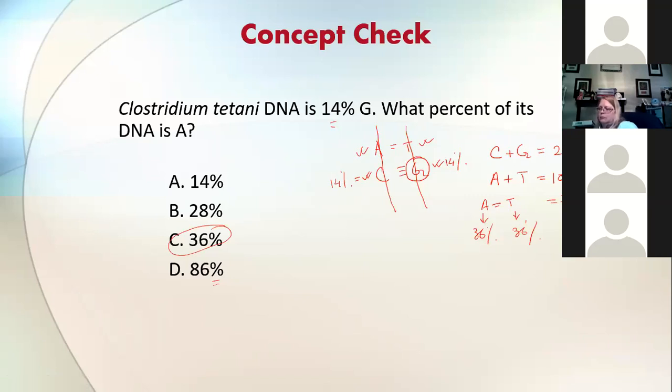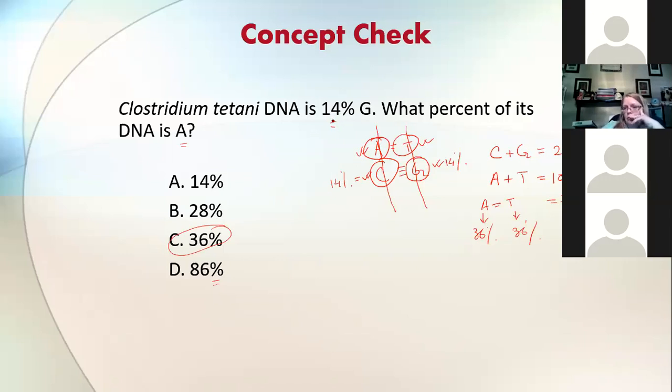So Clostridium tetani has 14% guanine. What percent of DNA is adenine? If it has 14% guanine, then what's the percentage of adenine? Okay. So how are you going to do the math? You know that every time adenine goes with thymine, cytosine goes with guanine, right? So how many percentage of adenine is there? Exact same percentage of thymine. Same way, how many cytosine is there? Same amount of guanine.